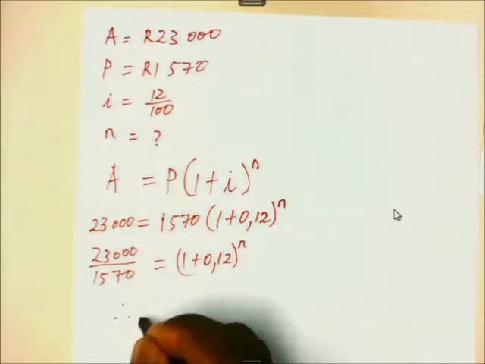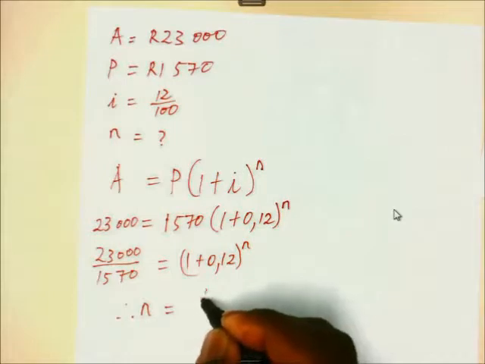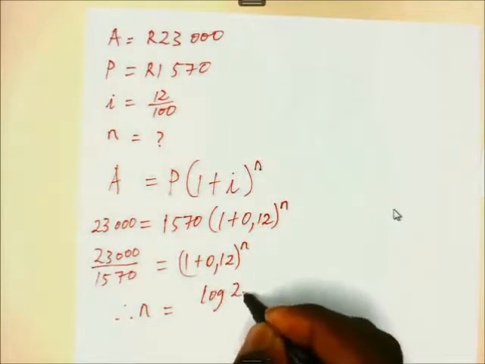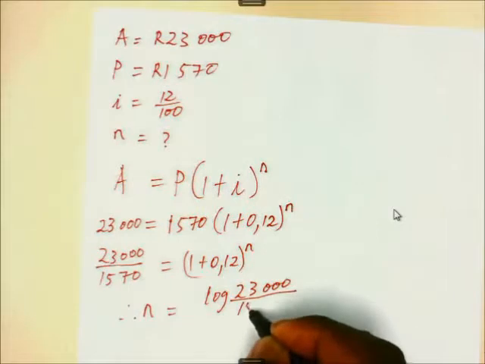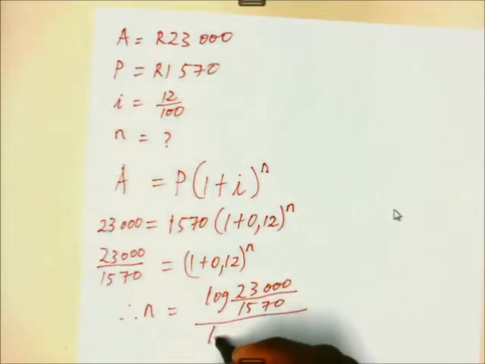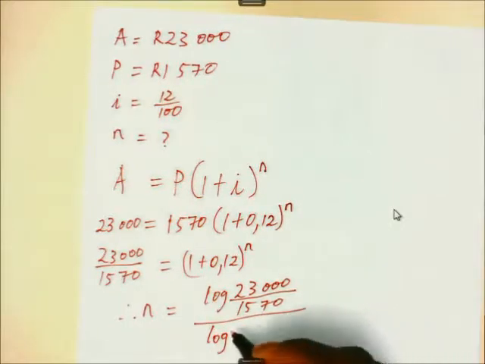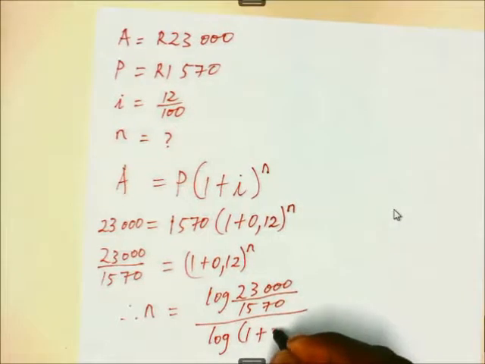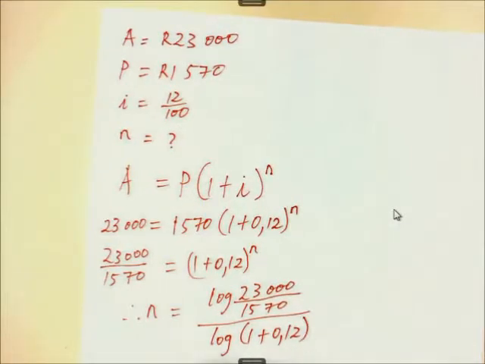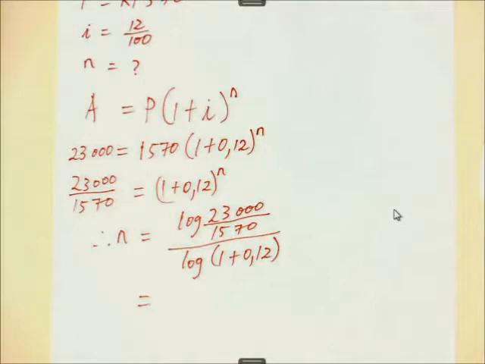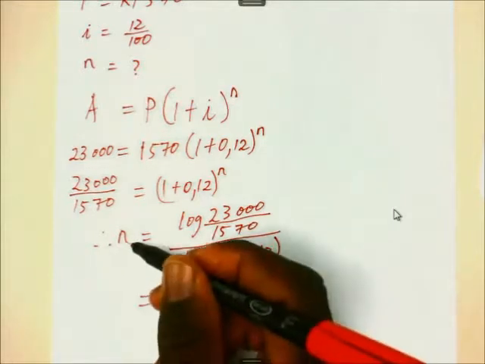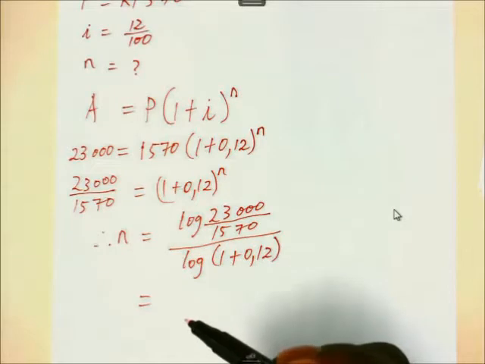You say therefore our n equals log of 23,000 divided by 1,570, all divided by, remember, log base change, log divided by log, 1 plus 0.12. All right, so then that is where we get to our calculators. Now you can see how to use the log laws. Every time you go through it, this is also crucial: every time you find for how long, this is what you're going to do.